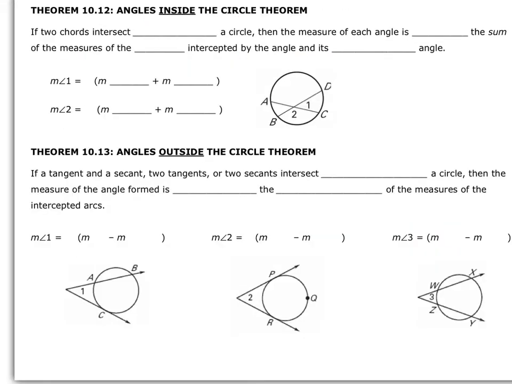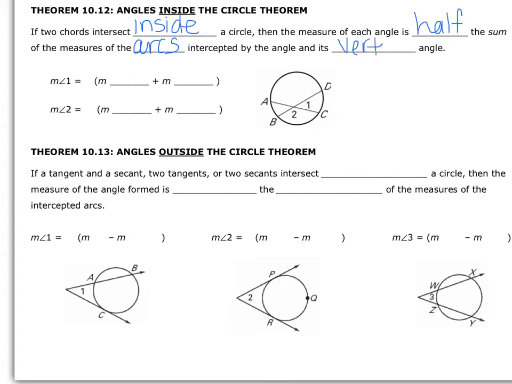Now we talk about angles that are inside of the circle. You calculate the measure of these angles just a little bit differently, but we have 2 chords. If 2 chords intersect inside a circle, then the measure of each angle is half the sum of the measures of the 2 arcs intercepted by the angle and its vertical angle.